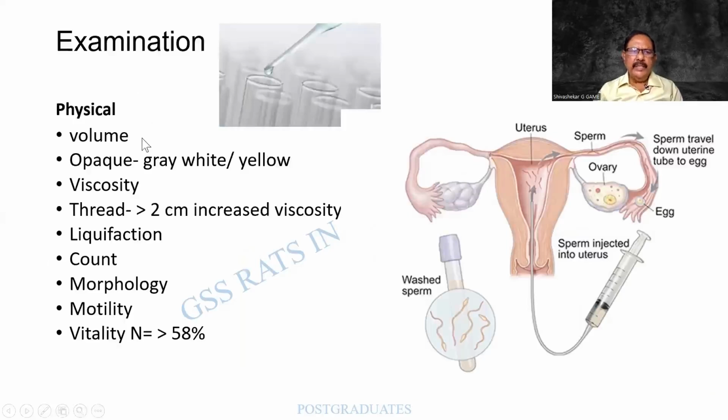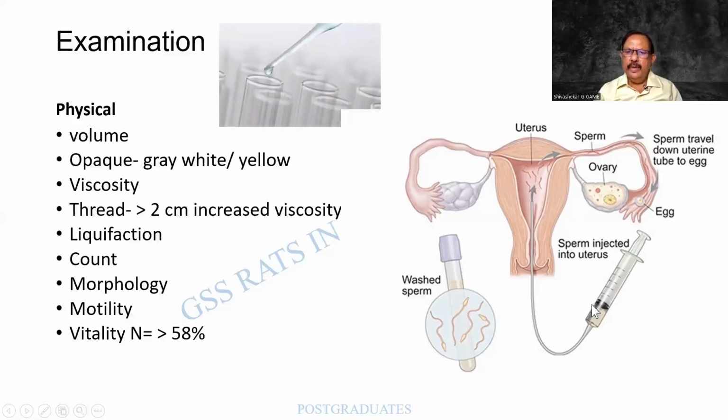And on examination, we'll have to look at the volume, usually about 1.5 ml, and it is gray-white, opaque. Sometimes it will turn yellowish. The viscosity, of course, it is viscous, but then it has to liquefy. More than 2 centimeters of the length of the thread indicates increased viscosity. The count obviously will have to be made, the morphology has to be entered, the motility of the spermatozoa, and the vitality. More than 58% should be vital.